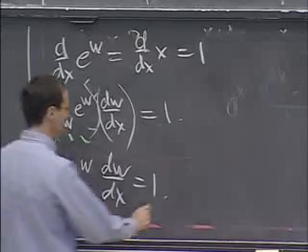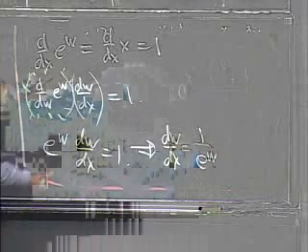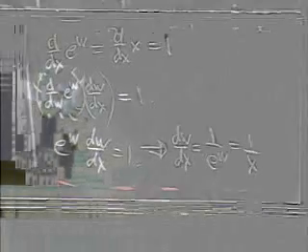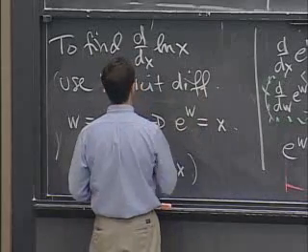And so finally, dw dx is equal to 1 over e to the w. But what is that? It's x. So this is 1 over x. All right, so what we've discovered is, and now I get to put another green guy around here, is that this is equal to 1 over x.